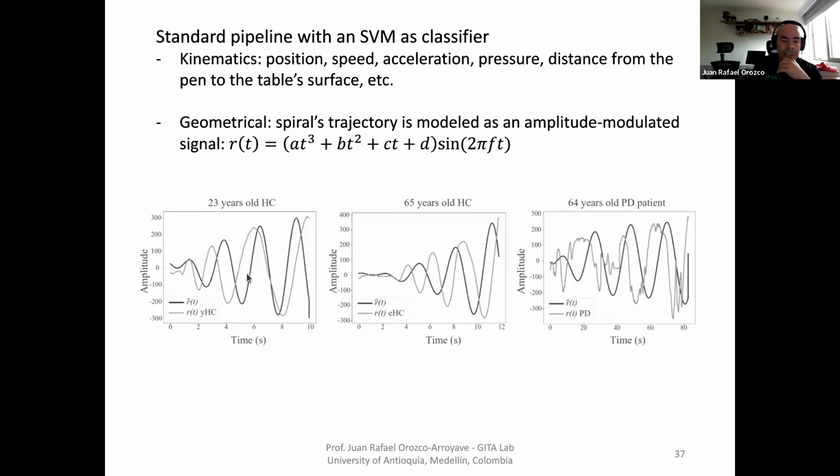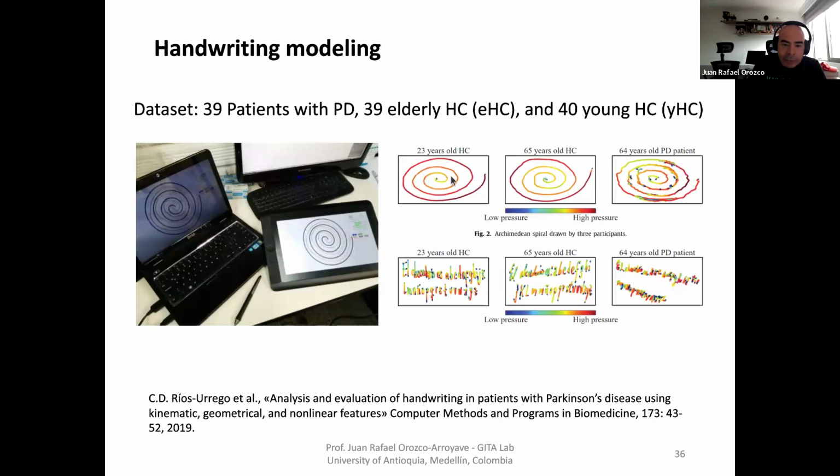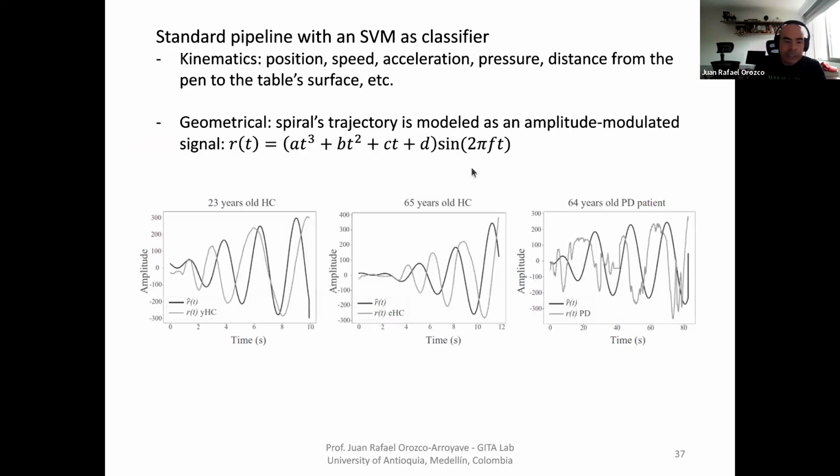This one, which is, let's say, newer for the community, is based on the drawing of this spiral. If you think of this spiral as an amplitude modulated signal, you can notice that what is changing is, if you put this into a different system of coordinates, you can see that the result is a kind of sinusoid, but the amplitude is growing and growing. So we model this with a polynomial modulated by a sinusoid signal, and that was one of our features.